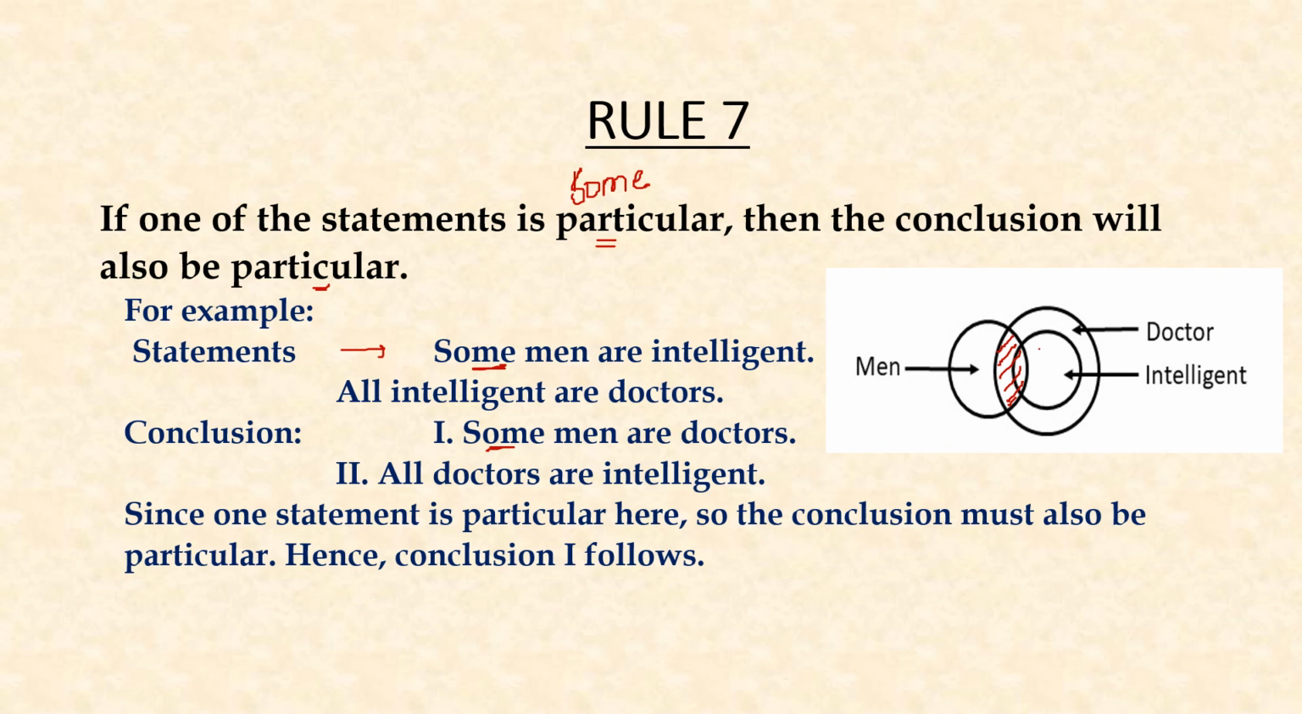कंक्लूजन क्या कहता है? Conclusion 1 says some men are doctors. So yes, it is true because some men are doctors here. We can see this with the help of this part that is being overlapped over here. And all doctors are intelligent. This is not true because डॉक्टर्स का बहुत सारा पोर्शन है जो कि हमारा इंटेलिजेंट के बाहर है. So that means some doctors can be intelligent but all doctors cannot be intelligent here. So yes, we go with conclusion 1 as the final answer, and conclusion 1 follows this particular set of statements.